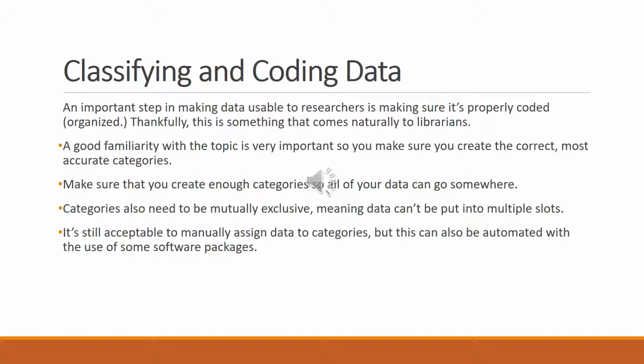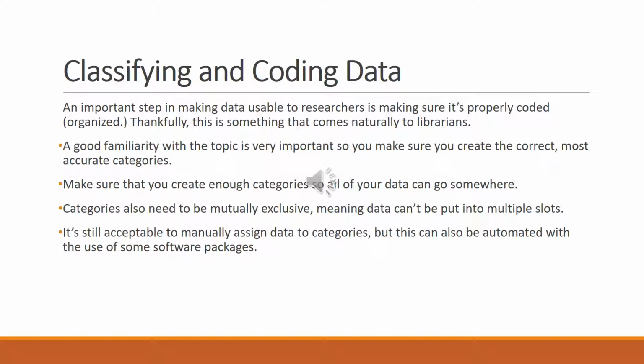It's still acceptable to manually assign data to categories. If your project is small enough, it may even be faster to do so. But there are software packages and such out there that'll help you kind of automate this process. So let technology be your friend if your project is large that it requires you to have large amounts of data. If it's small enough, there's no reason not to do the coding yourself.